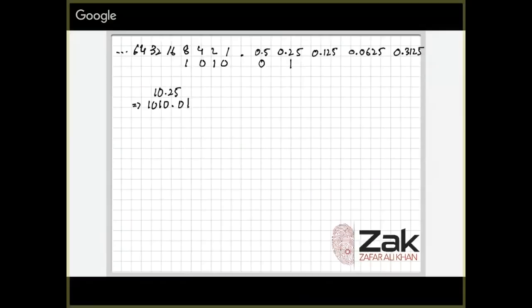Now, this is what? Fixed point. I have to convert this fixed point to floating point. When I say float, it means that I'm floating this point outwards. But before that, let's discuss this.